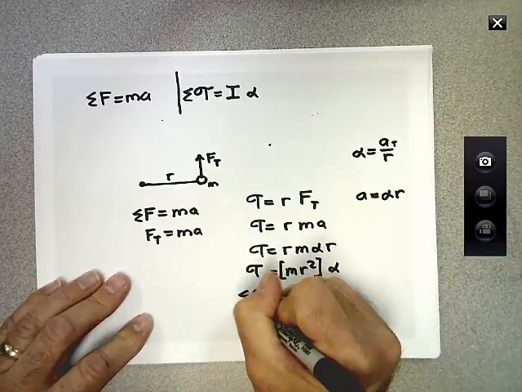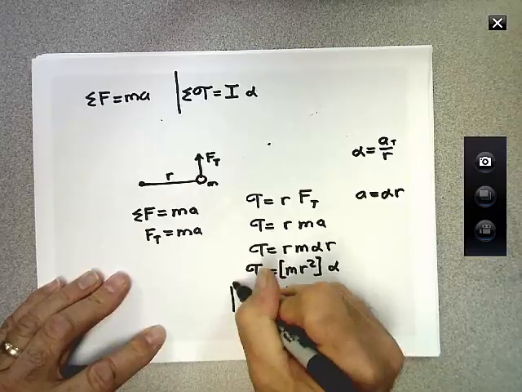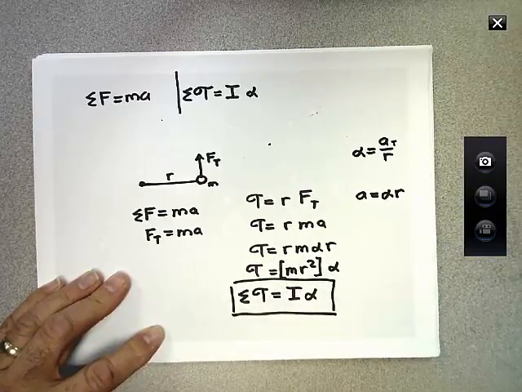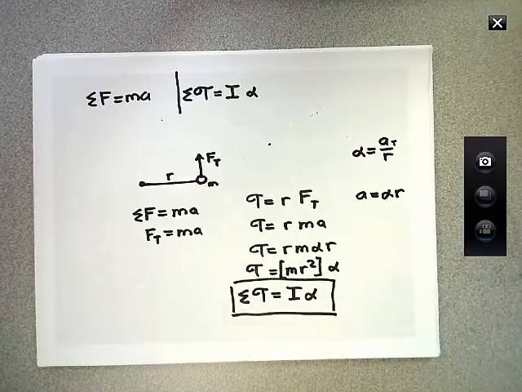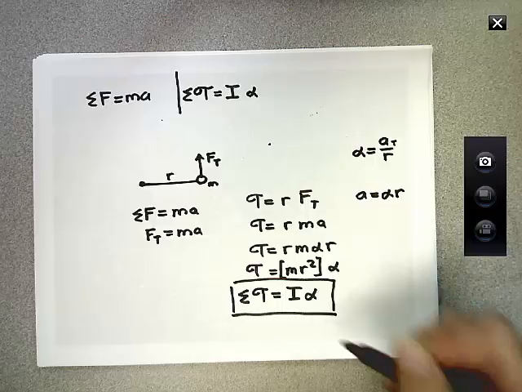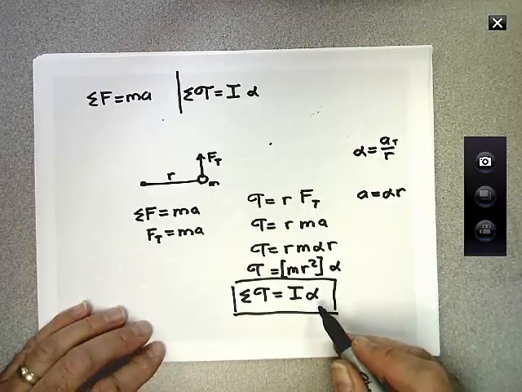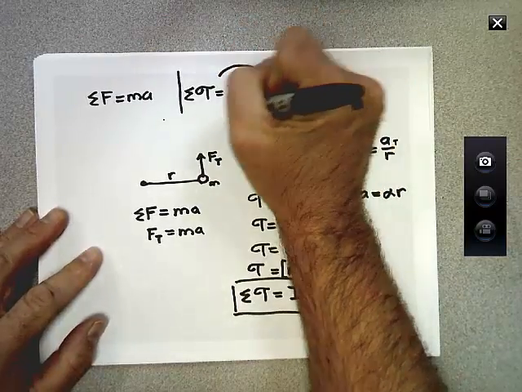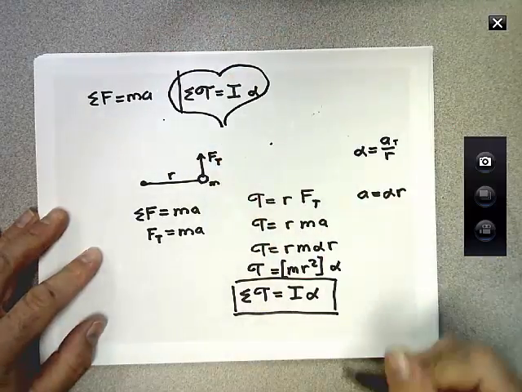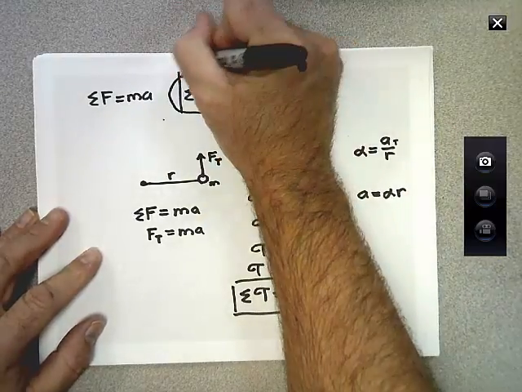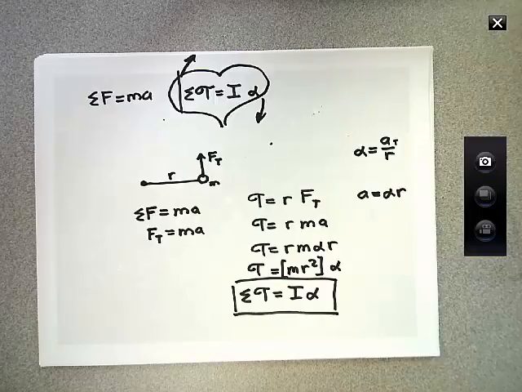So in general, the sum of the torques on an object equals the rotational inertia times the angular acceleration. So this gives us the second law of motion for rotation. In fact, sometimes we put a heart around that one and call this the rotating heart of physics.